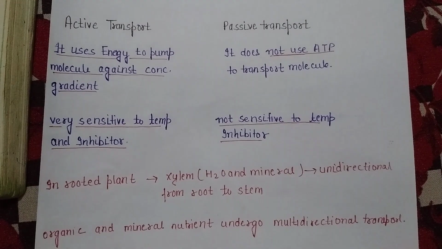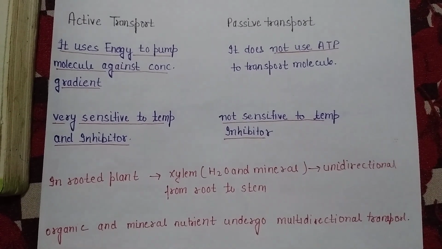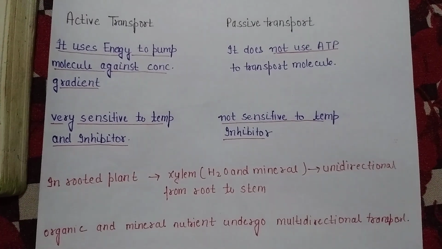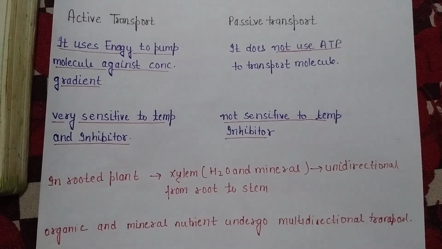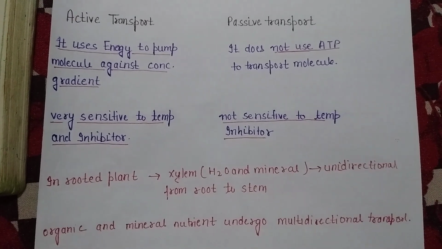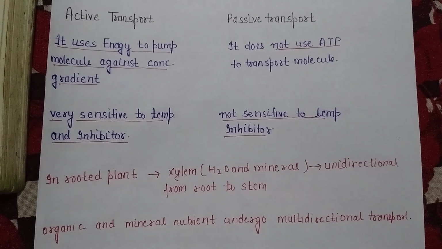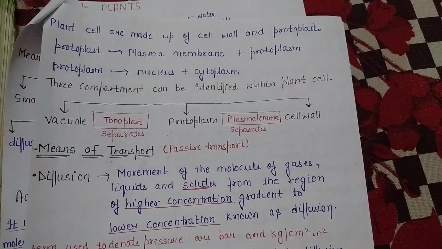And there are two points that should be noted. In rooted plants, xylem, which transfers water and minerals, takes place by unidirectional transport, that is from root to stem, and the organic and mineral nutrients that are transferred undergo a multidirectional transport system.